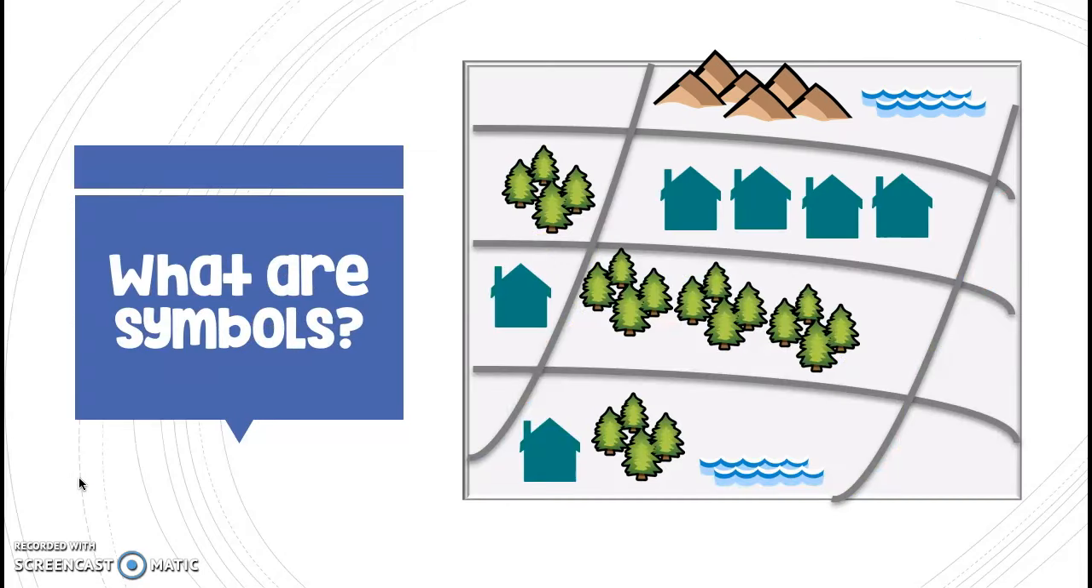Now sometimes when you look at maps, you might see a whole bunch of little pictures on them. Do you see all the little pictures on there? What are those there for, I wonder? Well, those are actually symbols. A symbol is a picture that stands for or represents something else. Like for example, these little pointy things that look like mounds of dirt maybe, that's actually a symbol for mountains.